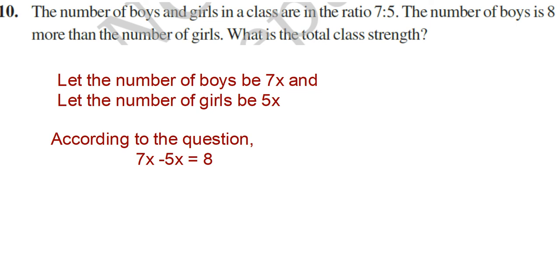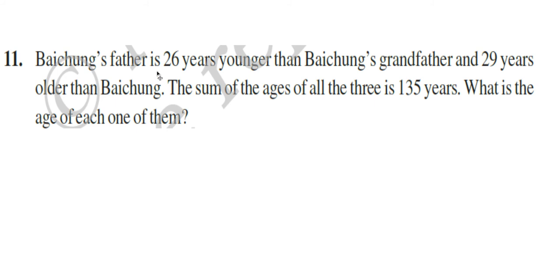Now look at the next question. Baichung's father is 26 years younger than Baichung's grandfather and 29 years older than Baichung. The sum of the ages of all the three is 135 years. What is the age of each one of them?